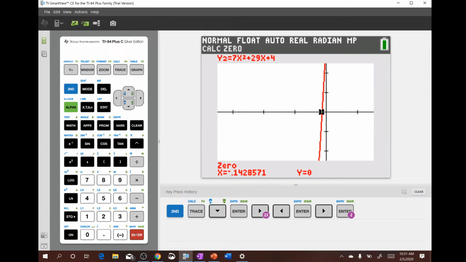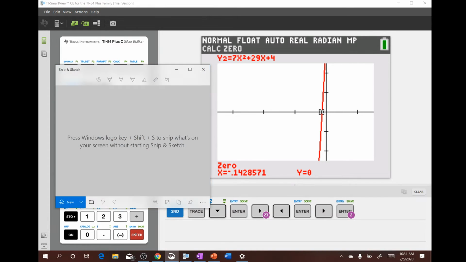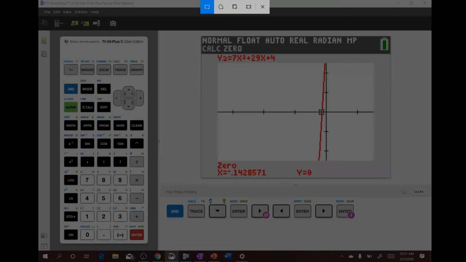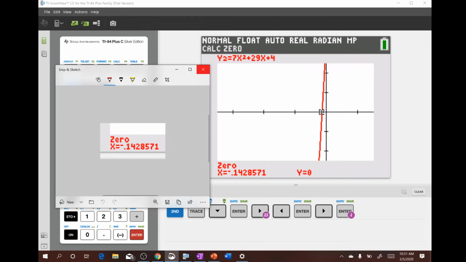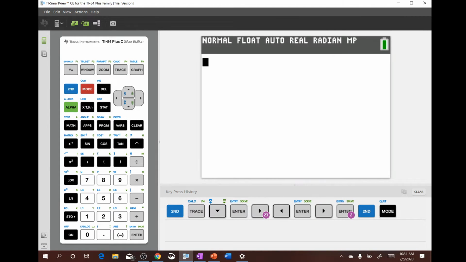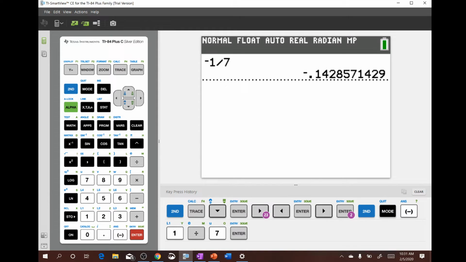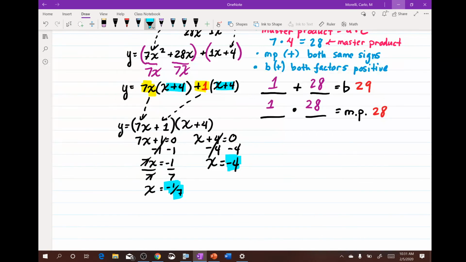Well, let's check, right? Let's remember that. Let's go second mode and then do what you said. Negative 1 over 7. Is that the same thing we had? Good. So that's a way to check on the calculator.